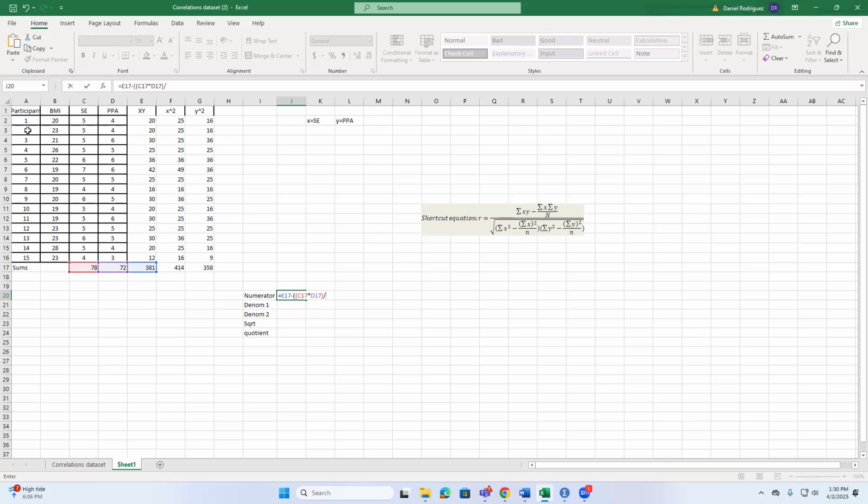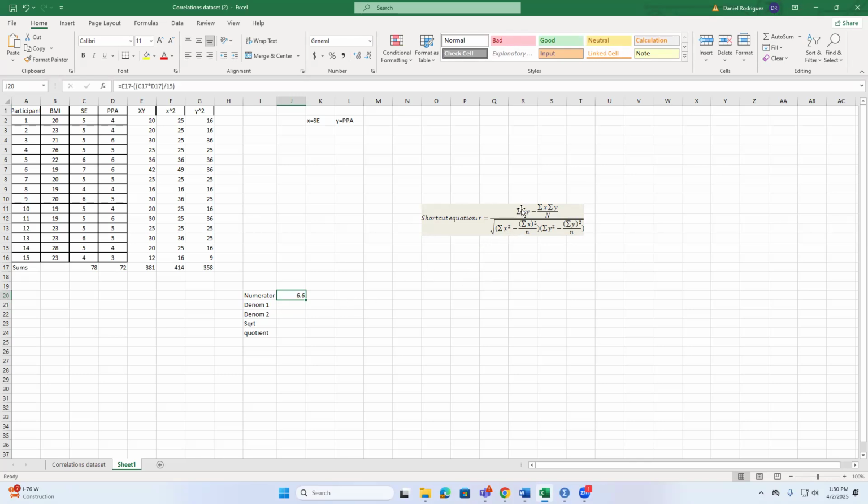N is going to be 15, right? There's 16 rows minus 1 for the first row makes 15. Close that. Hit enter. Yep, there's my numerator, 6.6. Did you see it? Let me do it again. So just take a look at what I did here.